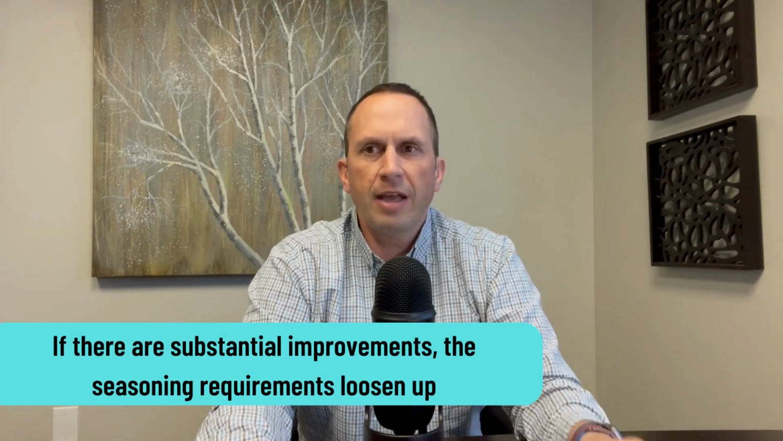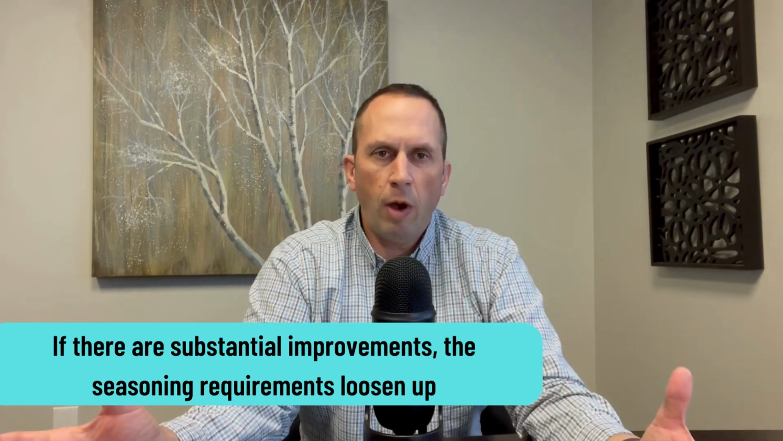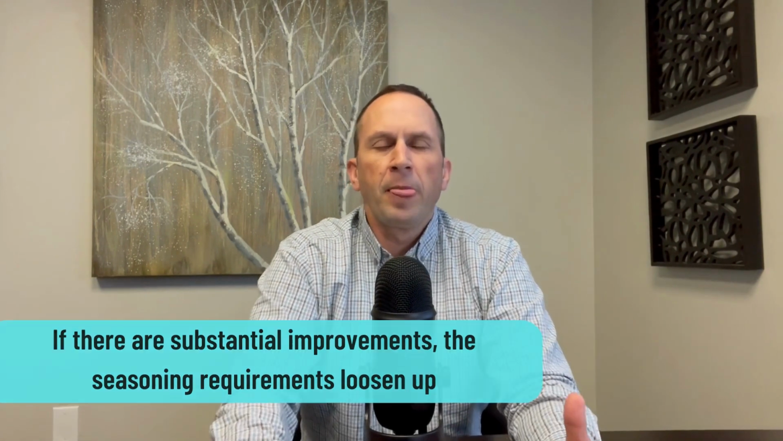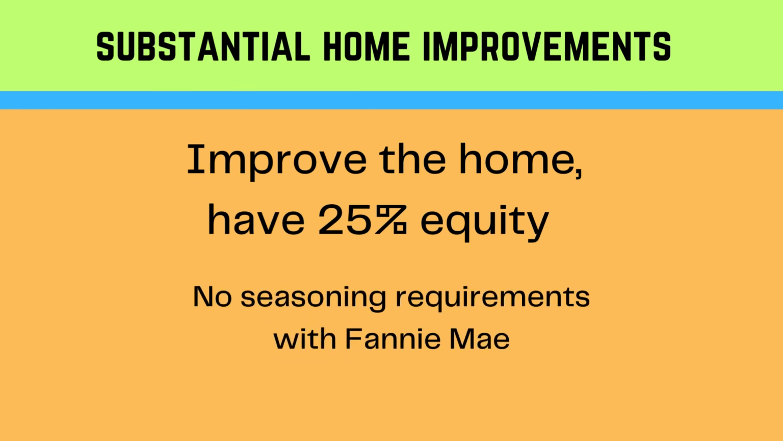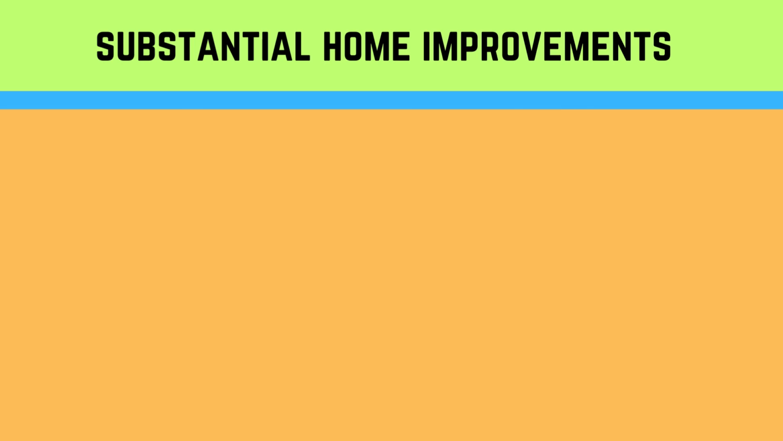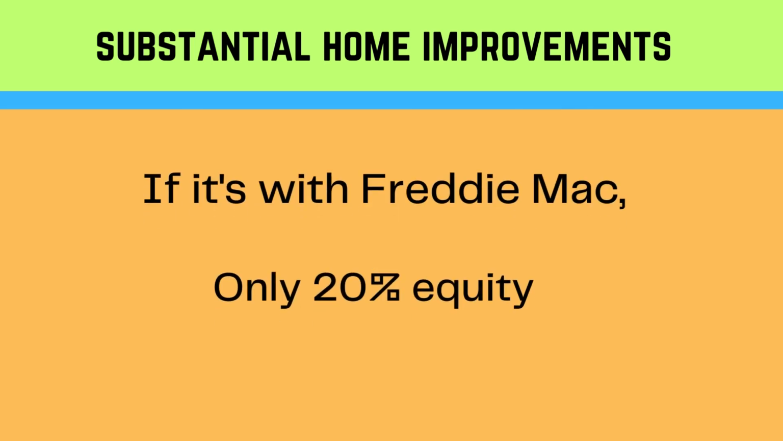In the last scenario, I told you there are time restrictions, those 2-year seasoning requirements. If there are substantial improvements, then the seasoning requirements really loosen up. So with that in place, improve the home, they have 25% equity, then there's no seasoning requirement with Fannie Mae. But if their loan happens to be with Freddie Mac, it's only 20%. So that's a big deal.